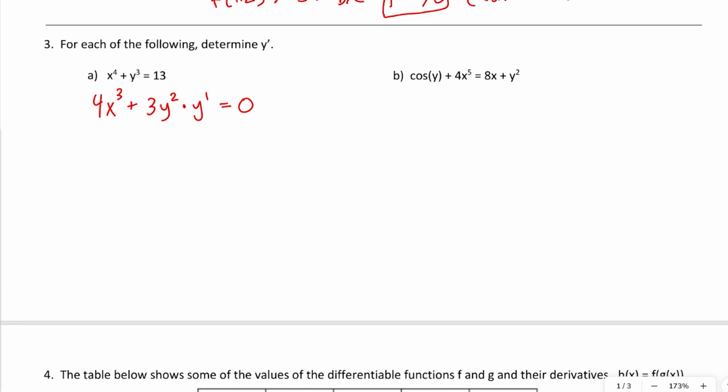And so if we want to solve for that y prime, we need to first move the 4x cubed over to the right-hand side by subtracting 4x cubed. And then we could divide both sides by 3x squared to get negative 4x cubed divided by 3x squared.